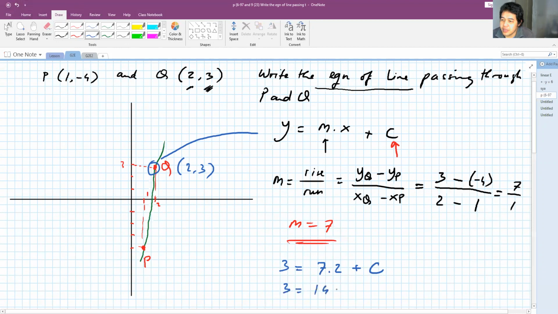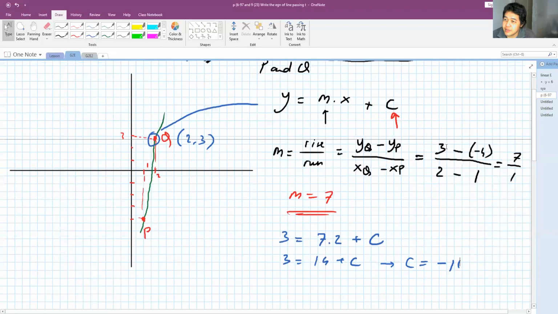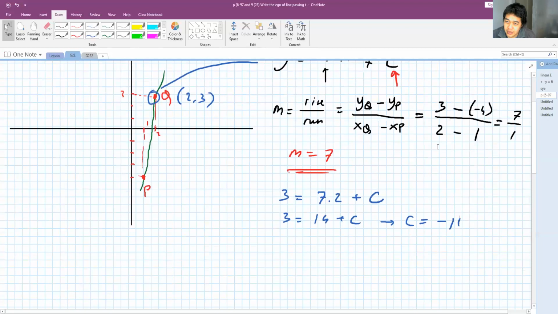3 equals 14 plus c, and then we got the value of c, which is minus 11, right? Minus 11. Therefore, the equation of the straight line for this line is y equals 7x plus minus 11, or simply y equals 7x minus 11. Okay.